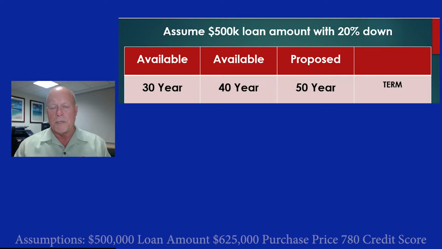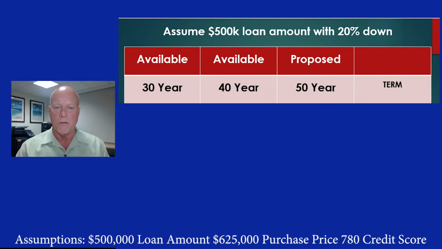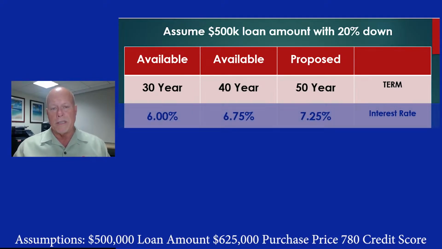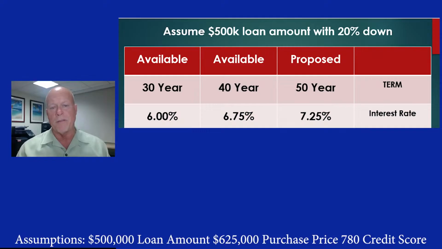So I made some assumptions: 500,000 loan amount, 625 purchase price, and a 780 score for purposes of showing you the rates that are available. You'll see 3 columns. On the left, it says available, and it's a 30-year loan. In the middle, it says available, and it's a 40-year loan. And then on the right, proposed and a 50-year loan term. The first row is the interest rates. Right now today, 500 loan amount, 780 score, 20% down, I can get you 6%, no points.